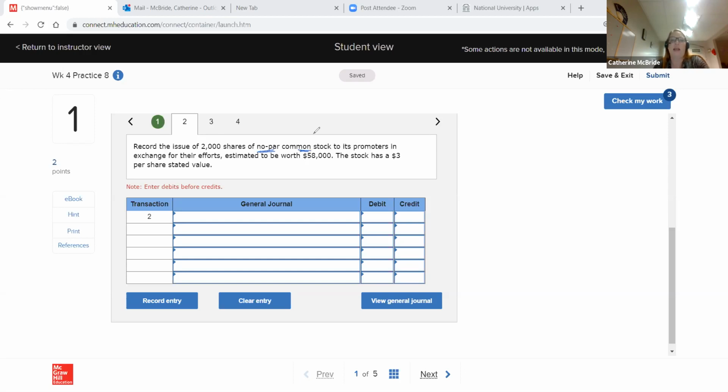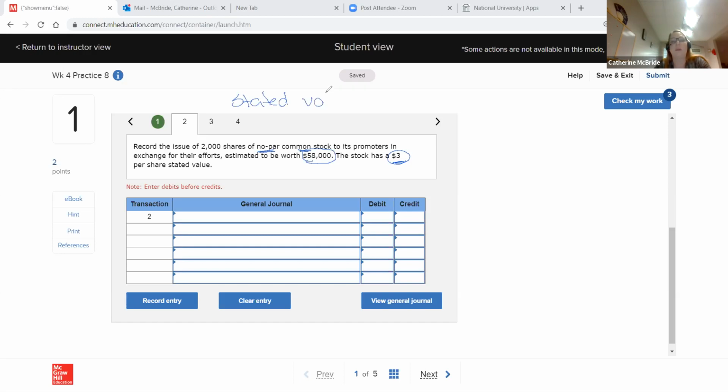So the next thing to look at is we didn't receive cash for this common stock. Instead, they gave work in exchange for common stock. So I have to look at how much value the work had. If I had paid for the work, I would have paid $58,000. So I didn't pay for the work, but I'm giving them stock in exchange. So therefore that stock must be worth $58,000. Oh, I'm wrong. It's no par, but it has a stated value. So the stated value behaves just like par.